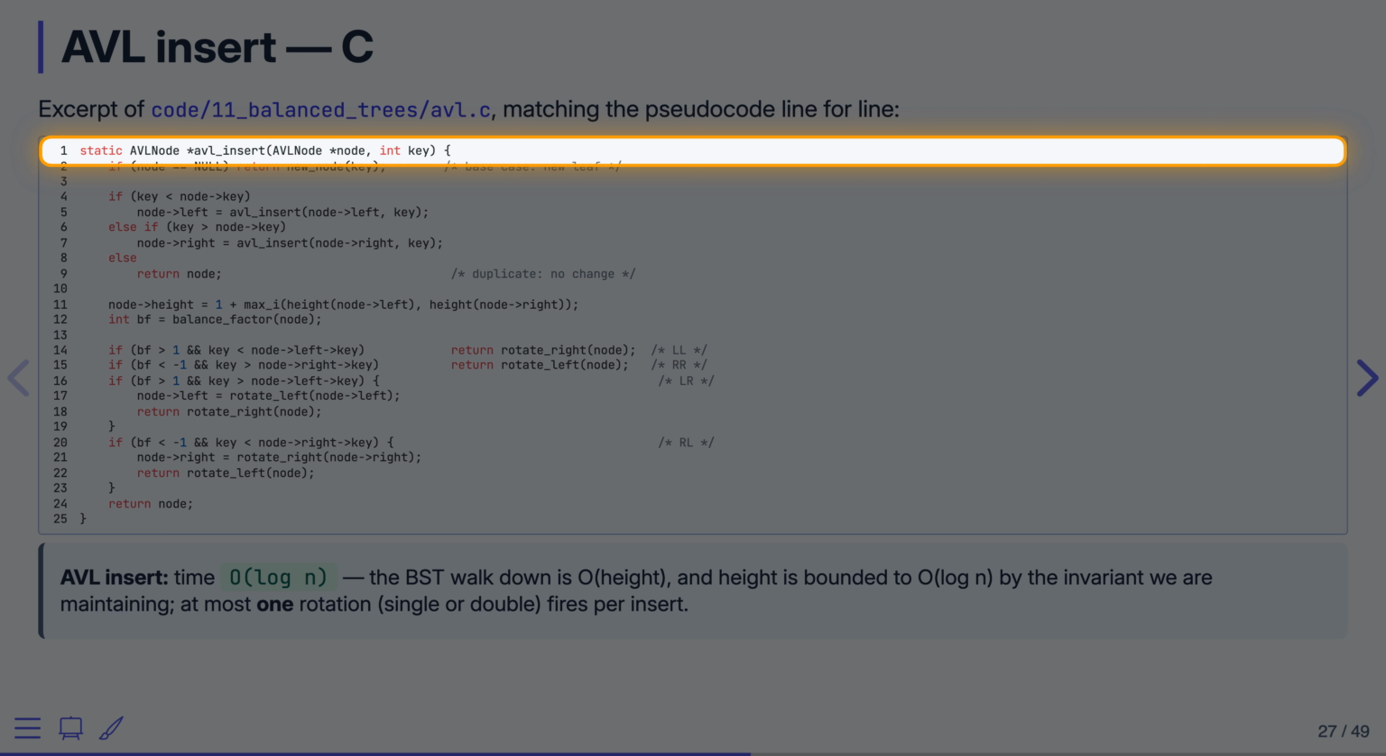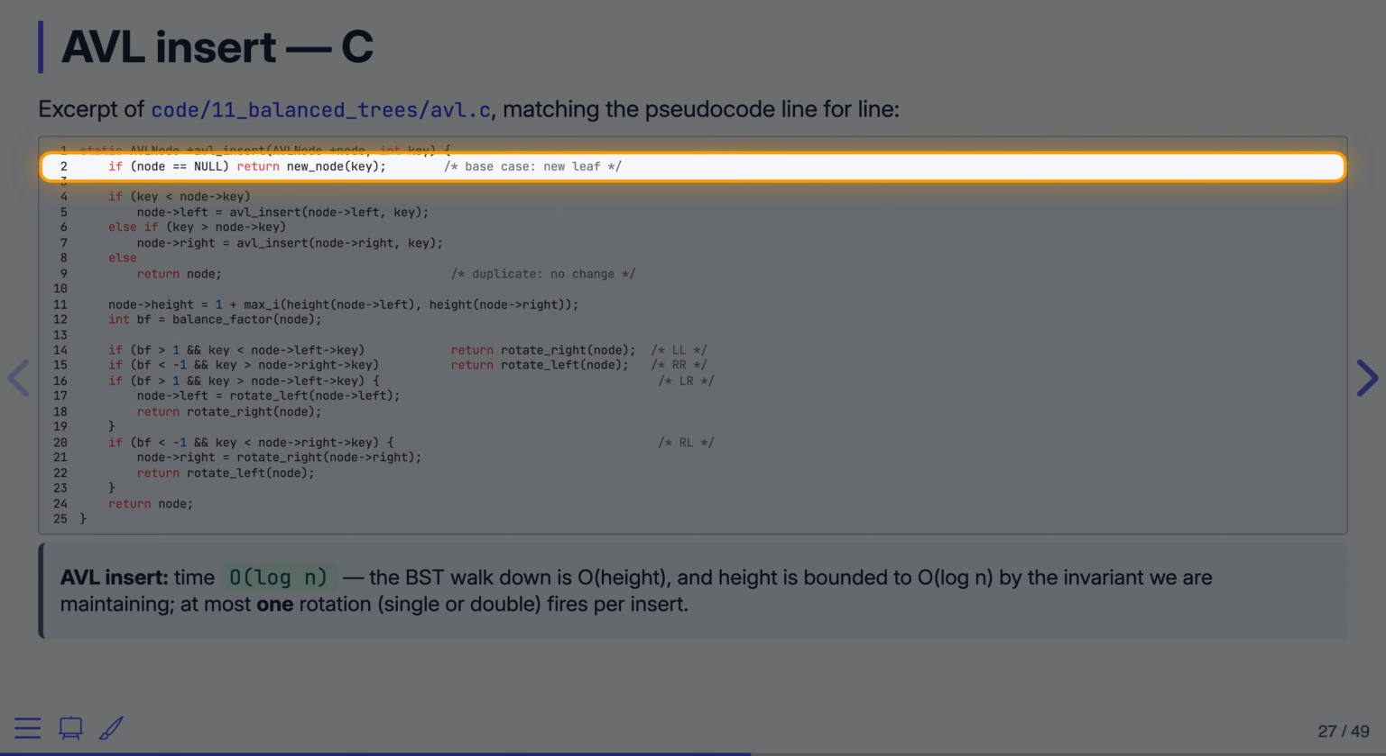This is the same insert. Now in C the function is called AVL insert. It takes a node and a key, and it returns the new root of this subtree. First the base case. If the node is null, we reached an empty spot, so we make a new leaf node with this key and return it.